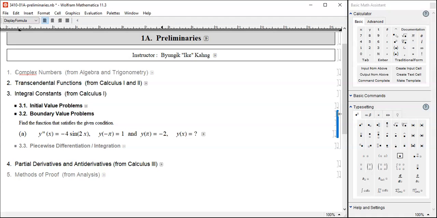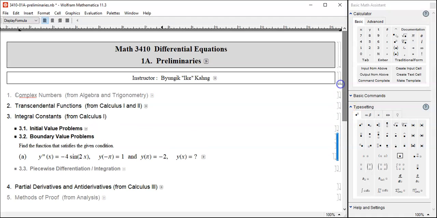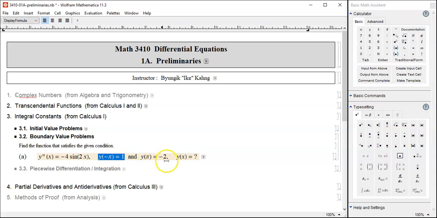Another example of two unknowns and two equations. This kind of thing is typically called boundary value problems. Okay, y double prime, the second derivative, is given as a certain function, but instead of y of something and y prime of something, we have y of negative pi and y of pi.